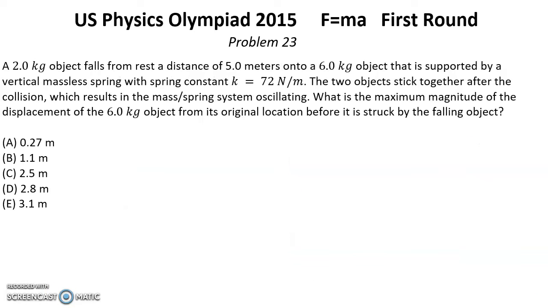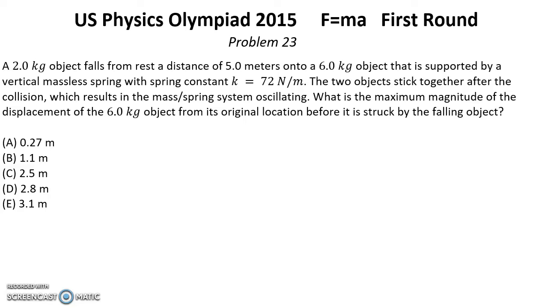Problem number 23. A 2 kg object falls from rest, a distance of 5 meters, onto a 6 kg object that is supported by a vertical massless spring with a spring constant k equals 72 newtons per meter. The two objects stick together after the collision, which results in the mass-spring system oscillating. What is the maximum magnitude of the displacement of the 6 kg object from its original location before it is struck by the falling object?